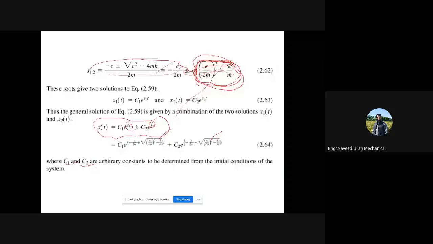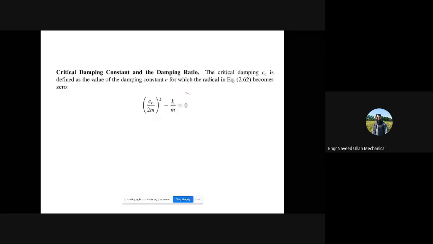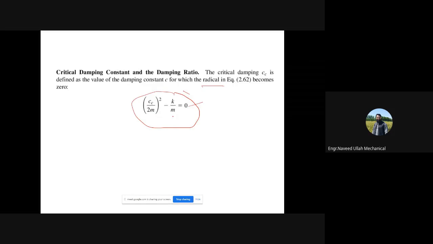How do we categorize? If that radical is equal to 0, then we call it a critically damped system. What does this mean? Here the term is c by 2m, and its square is equal to k by m. So what do we call this? A critically damped system.